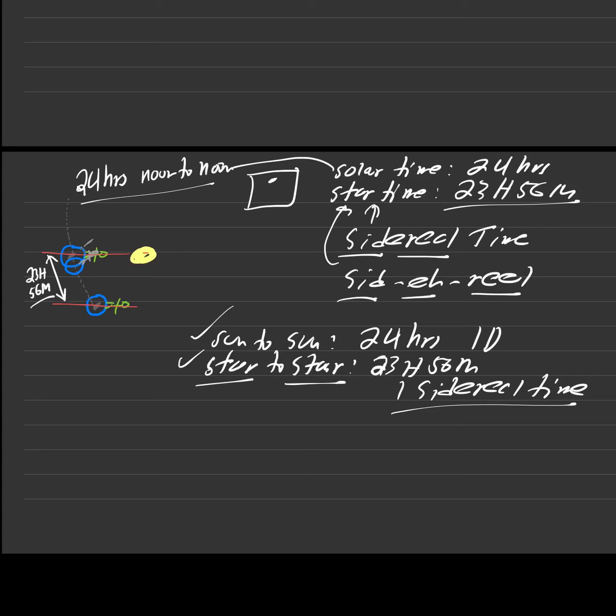So continuing on then, we saw for the first time the two timing mechanisms you can possibly have in astronomy. Of course, sun to sun, solar time, clock and watch time that we're all used to. And of course, star to star time, which is a bit less, 23 hours, 56 minutes. It's called sidereal time.